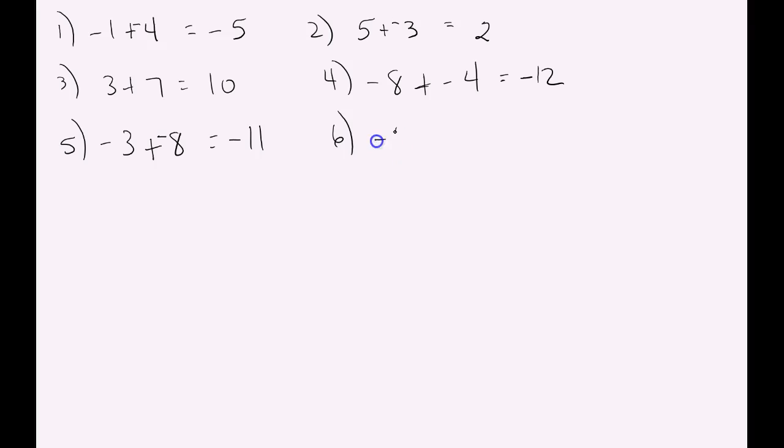Number 6, -6 plus 5. Okay, they have different signs, and when they have different signs, there's already a plus in the middle, so we just take the difference between 6 and 5, and it's going to end up being a negative because the bigger number here is 6, and it had a negative on it. Number 7, 5 plus a -5.